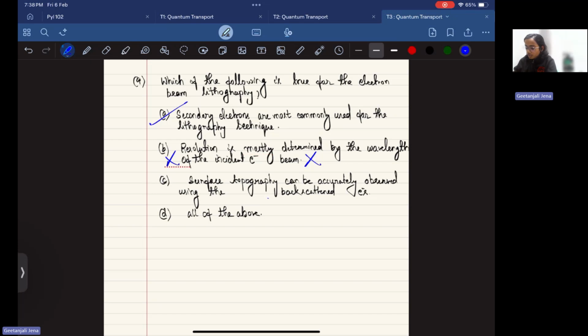Option C, surface topography can be accurately observed using the backscatter electron. This is not correct, because the surface topography is decided by the secondary electron. So if you collect the secondary electrons, it's possible to see the surface topography. Option D is also not correct because it says all of the above. So the answer is option A.